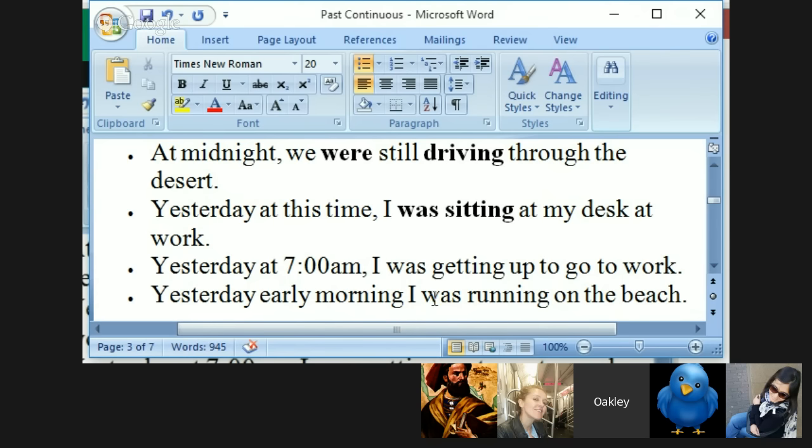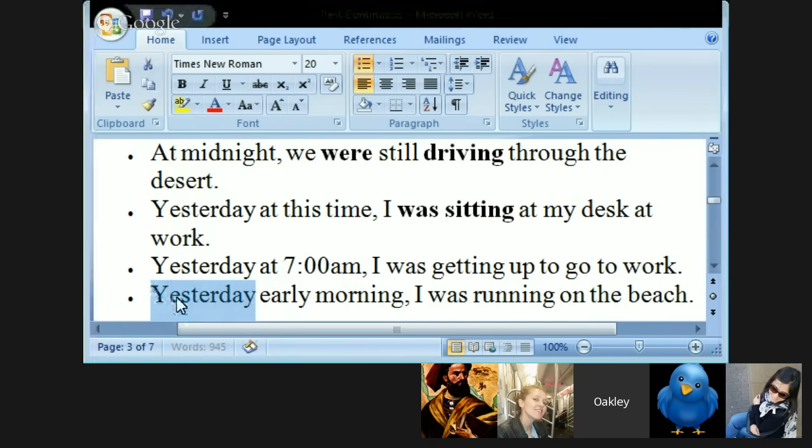Yesterday early morning, I was running on the beach. Should put a comma here in front of this time clause. Yesterday early morning. One small thing here, Melina. We normally put it in this order.